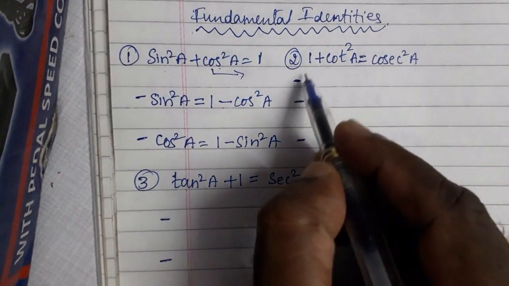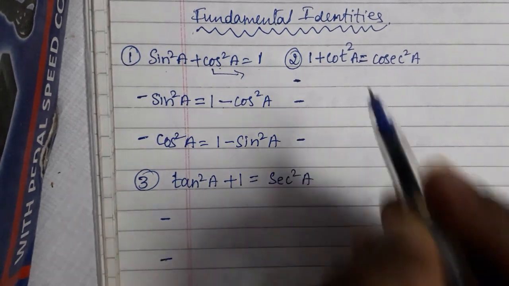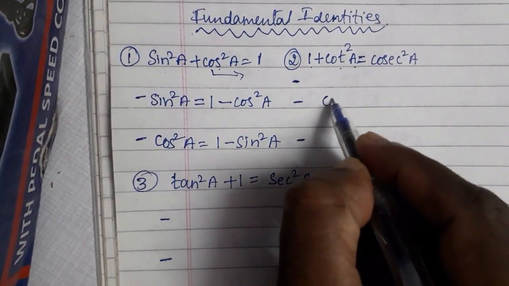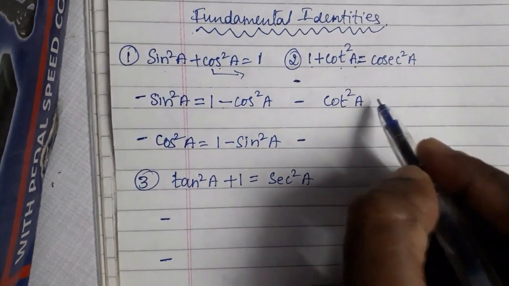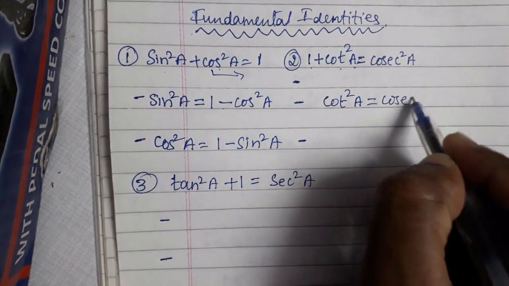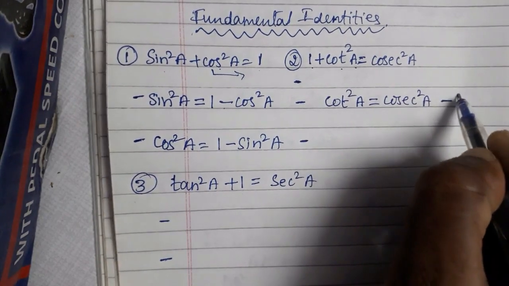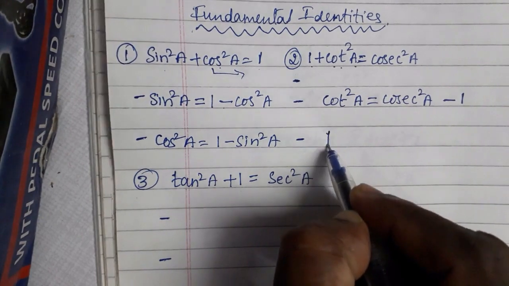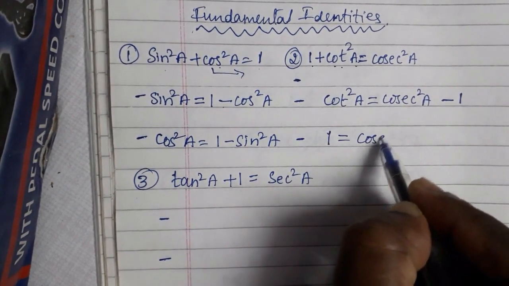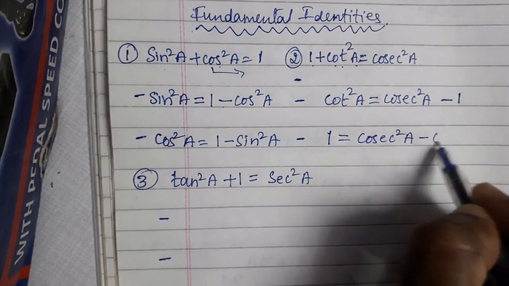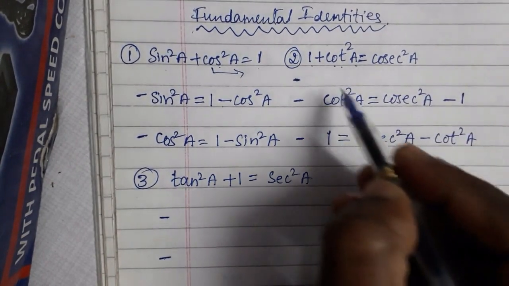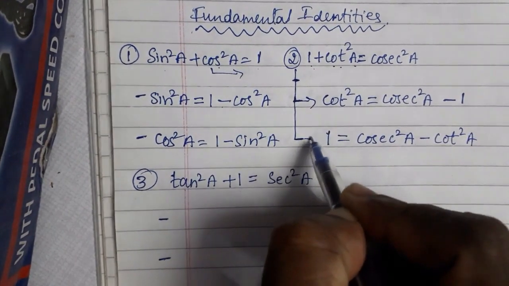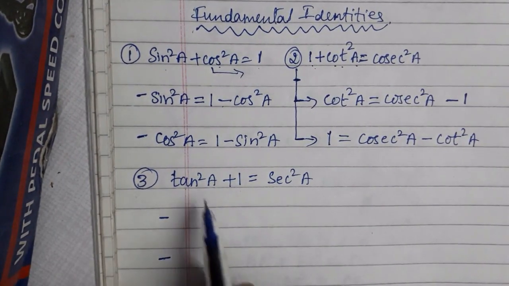Now same way, you can create 3 more for this. 1 plus cot square A is equal to cosec square A. Now I'll shift 1. So this will become cot square A is equal to cosec square A minus 1. Now what I'll do, I'll shift cot square A. Then this will become like this. 1 is equal to cosec square A minus cot square A. So using this, we got 2 more identities. Now we'll check the third.